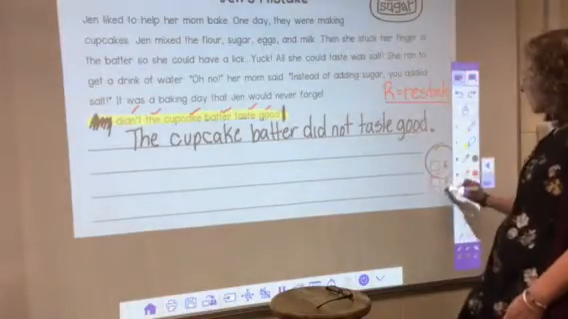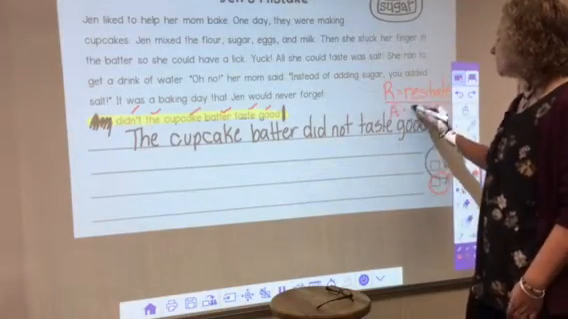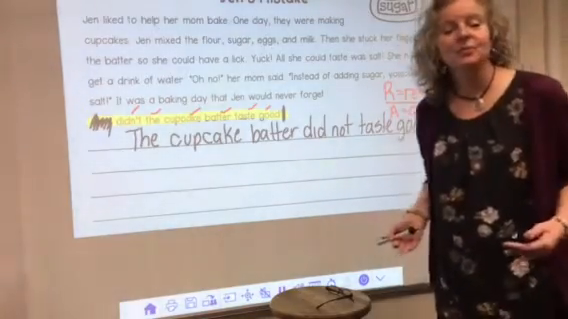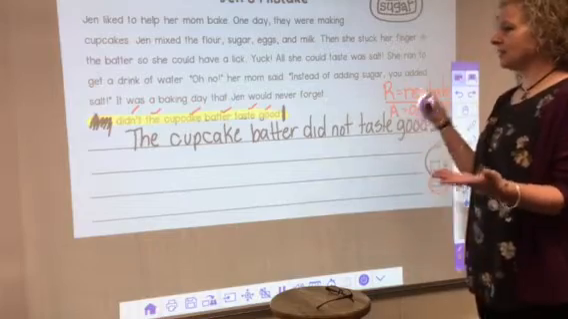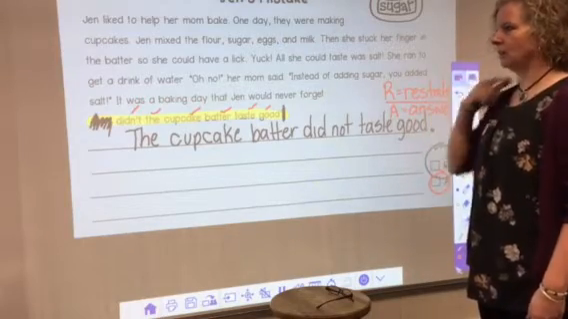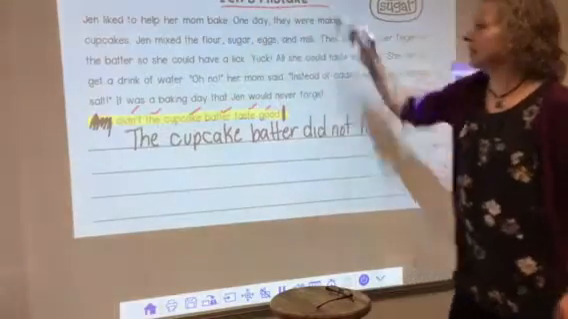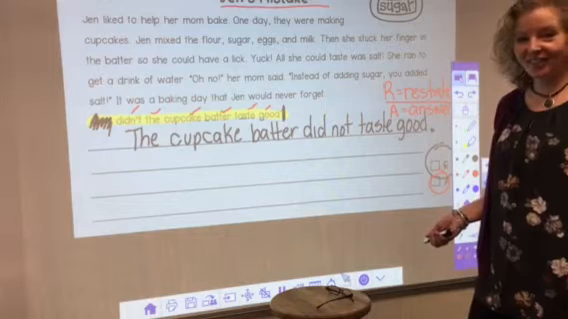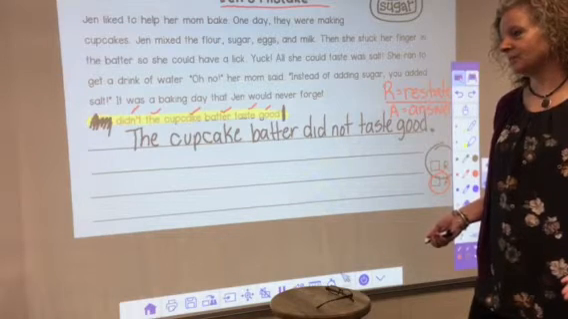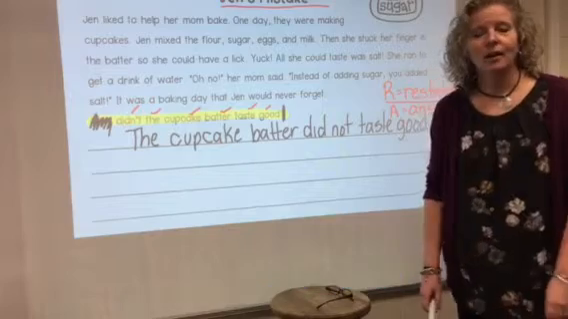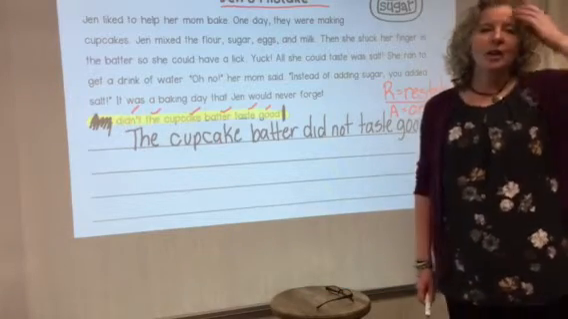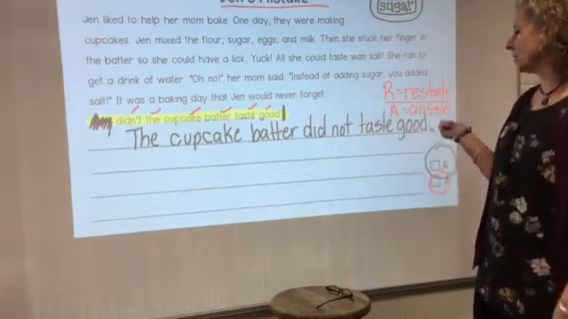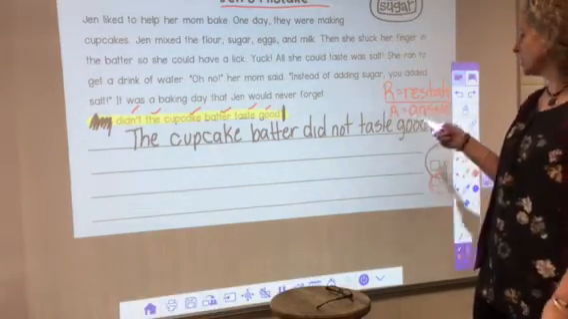Then the other thing we've been working on is our A. A is where we simply answer it. So let's think about what we read. Why didn't the cupcake batter taste good? What was Jen's mistake? What did she do? Can you find it? Right, she added salt. She meant to put in sugar, but she put in salt. Now we need to have a complete sentence.